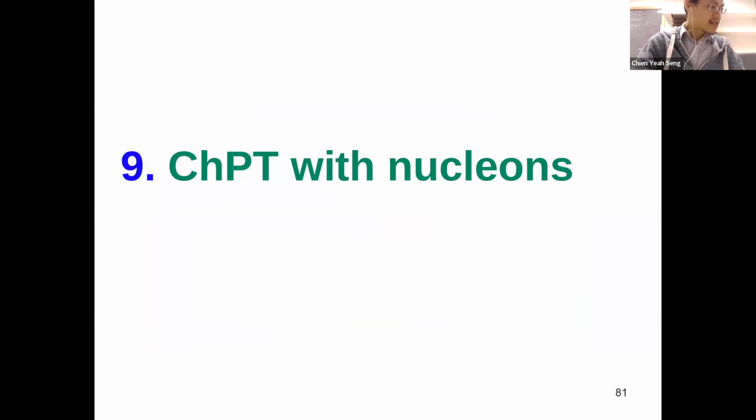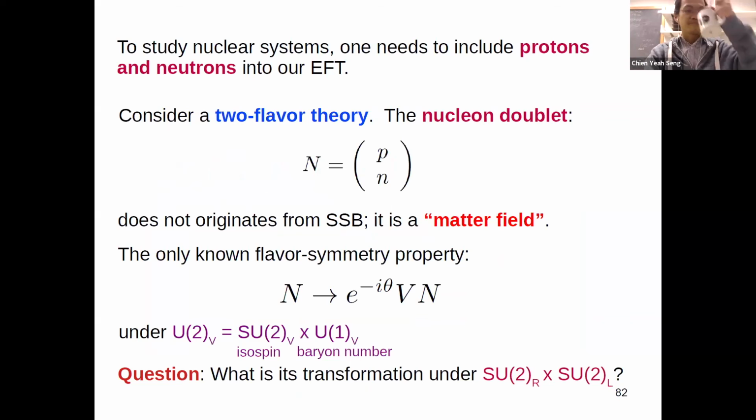Okay, finally, I think I have spent all my 2 hours. Maybe I can spend 15 more minutes to talk about nucleons, right? Chi-PT with nucleons. The nucleons are not something generated by chiral symmetry breaking. It is there even without it. Its existence has nothing to do with chiral symmetry breaking, so it's called a matter field.